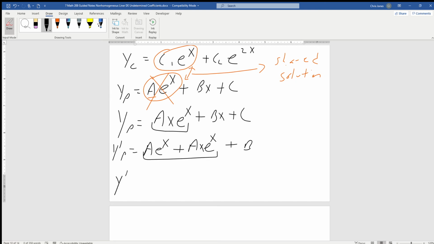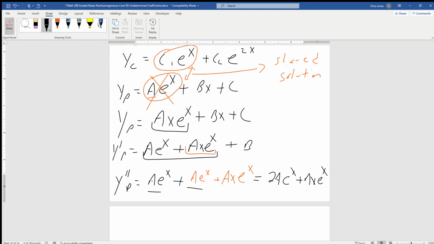Y double prime. Derivative of a e to the x is a e to the x. Derivative of ax e to the x is going to be yet another product rule. So that's going to be a e to the x plus ax e to the x. And then the derivative of b is 0. So we can rewrite this by combining like terms. We have two of these a e to the x plus ax e to the x.